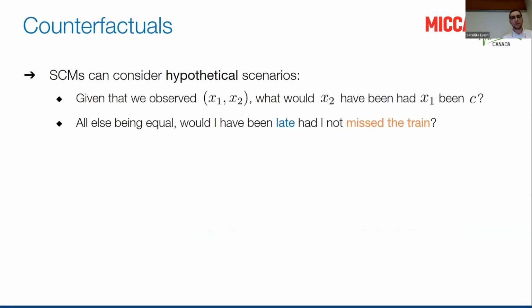Okay, so SCMs can consider counterfactual scenarios, so hypotheticals. A couple of examples here. All else being equal, would I have been late had I not missed the train? Or going back to the little SCM example we had before, given that we observed some values for x1 and x2, what would x2 have been had x1 been set to some constant c?